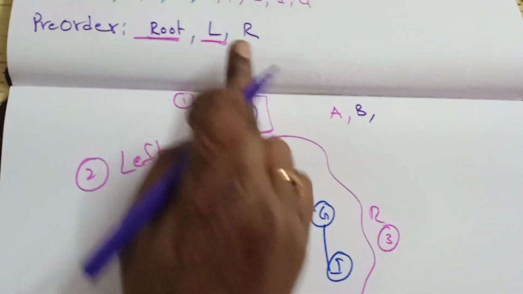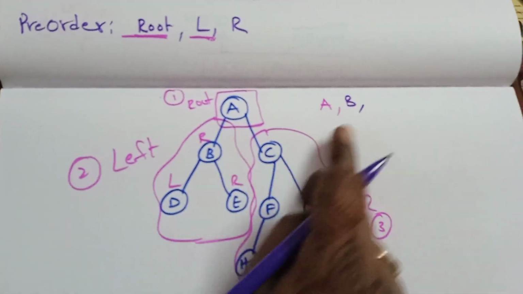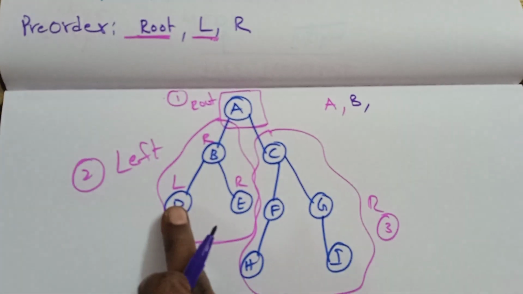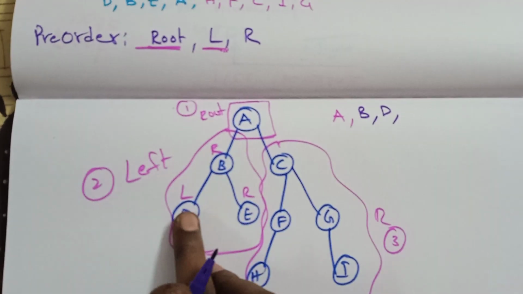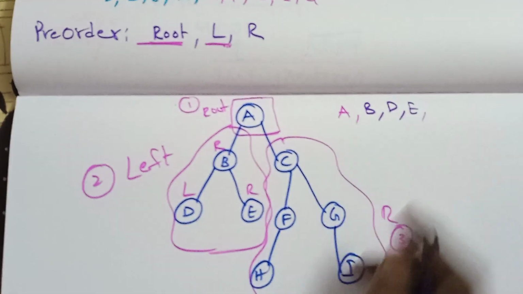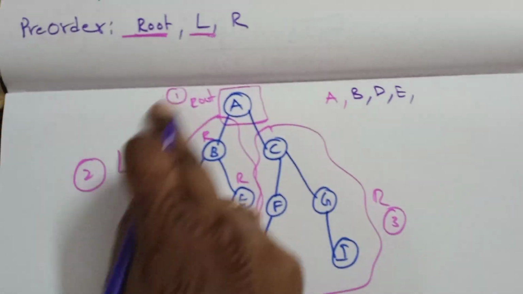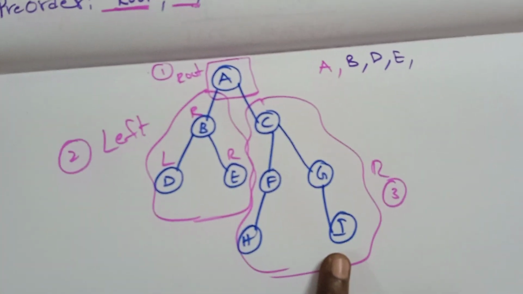According to this formula, the root node will be visited, which is B. Next, the left node, which is D. Then the right node, which is E. So we finished this part. Again where will we go? Right side we'll go.